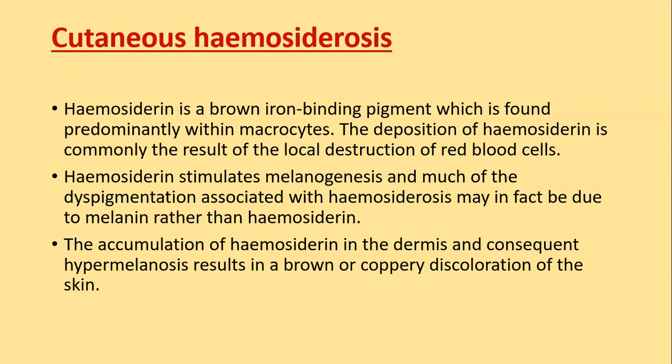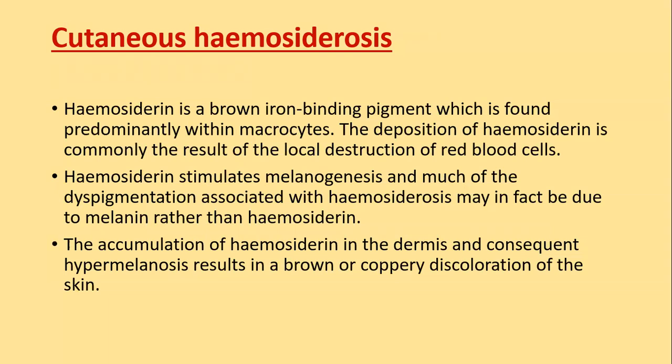Cutaneous hemosiderosis. Hemosiderin, as you all know, is a brown iron binding pigment which is found predominantly within macrophages. The deposition of hemosiderin is commonly a result of local destruction of RBCs after RBC extravasation in the dermis.